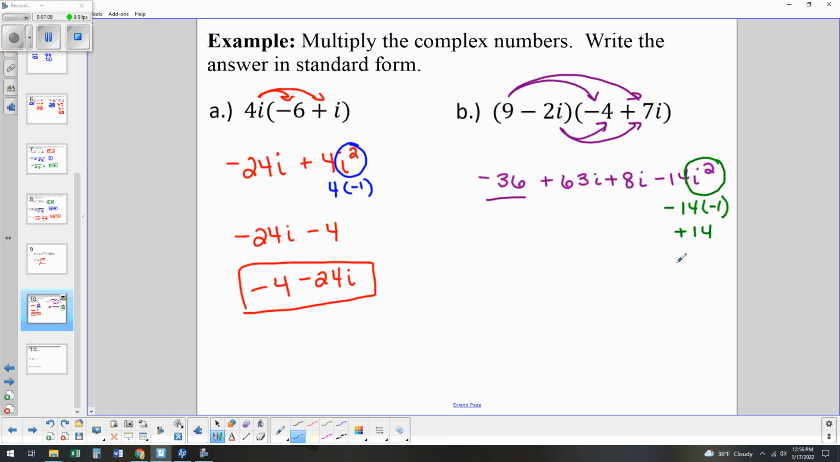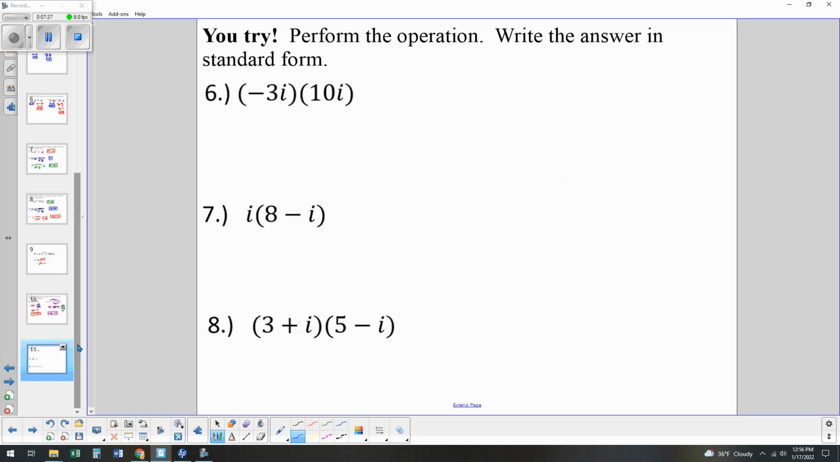So I have negative 36 plus 14 to get negative 22. And then 63i plus 8i to get plus 71i. My answer is written in standard form because the real part is first and the imaginary part is second. Go ahead, try these three, pause it, and then you can check your answers.